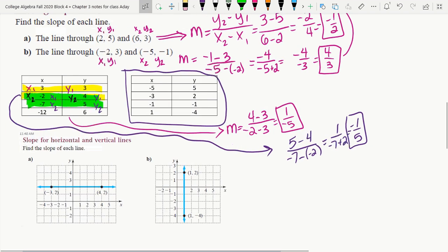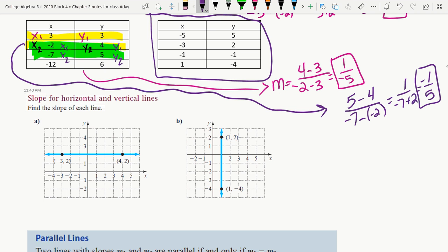Slope for horizontal and vertical lines. So let's just do the formula. So m equals y2 minus y1, so 2 minus 2 over x2 minus x1, 4 minus negative 3. So I get 0 over 7, or 0. And that makes sense because the rise is none, and the run then would be your 7. No matter what you divide by, 0 divided by anything is 0.